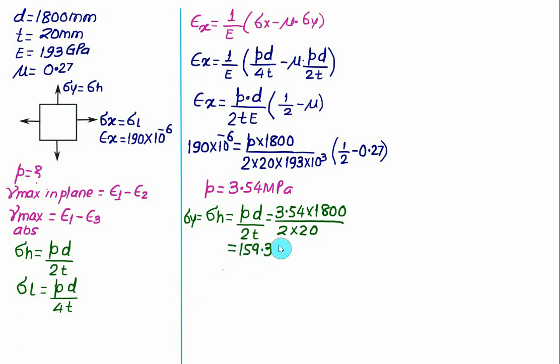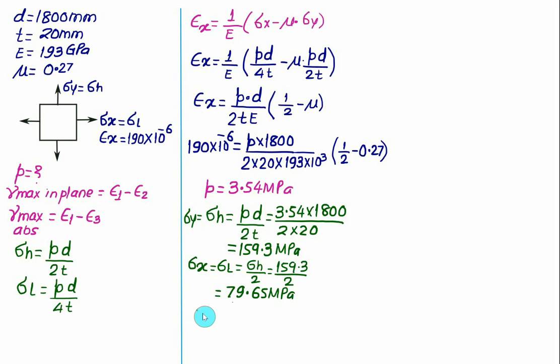Solve this, you will get sigma y is 159.3 megapascal, and exactly half of this we have longitudinal stress, which is acting along the x direction. So sigma L is equal to sigma h by 2, which is 159.3 divided by 2, that will be equal to 79.65 megapascal. Now we know both the stresses here, and we know the value of epsilon x, so we are ready to calculate epsilon y first, and then epsilon z.